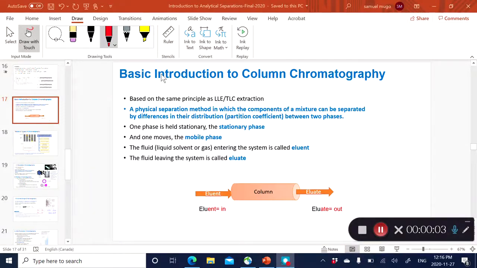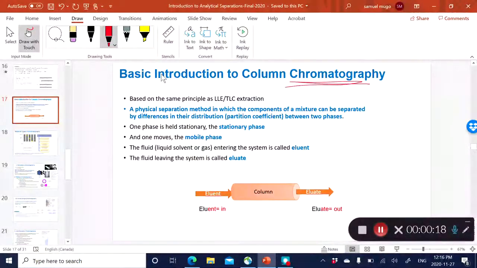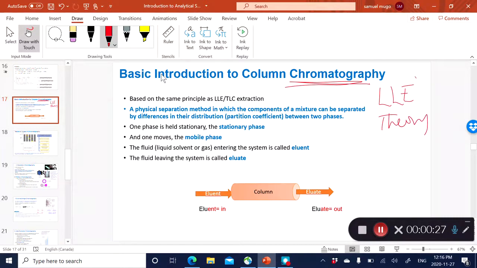In the last lecture, I introduced you to extraction methods, particularly the liquid-liquid extraction, which we mentioned is actually the basis for chromatography. So the traditional liquid-liquid extraction. And I took you through the theory of liquid-liquid extraction, which is the basis for column chromatography that we use today.